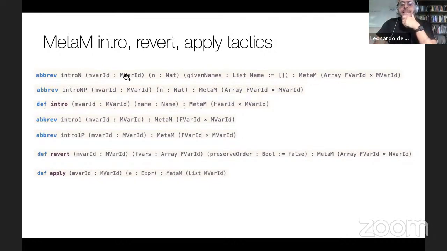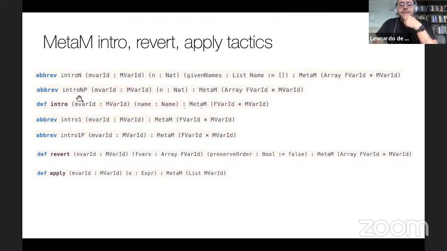For instance, intro n: basically you have the ID of the hole, the number of parameters that you want to introduce. You can optionally give names to them, and you get back the ID of the new hole, and the IDs of the variables that you introduced, the hypotheses. You may also call them hypotheses, right? You have all these IDs that you can use to build more complicated tactics.